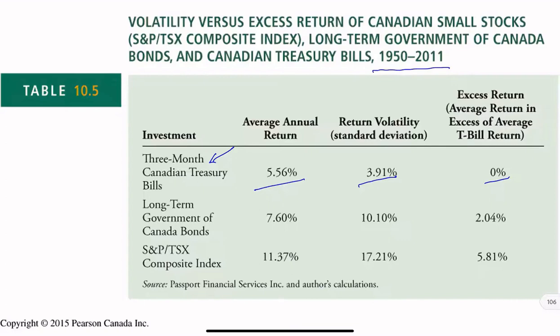Long-term bond: the average return is 7.6%, and return volatility is 10.10%. So excess return is 2.04%. How do you get this? Again, it's basically 7.60% minus 5.56%. Now the Canadian stock market: annual return is 11.37% and volatility is 17.21%. So the excess return is about 5.81%.